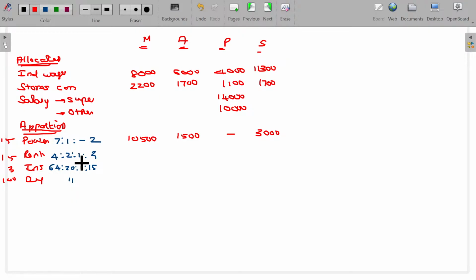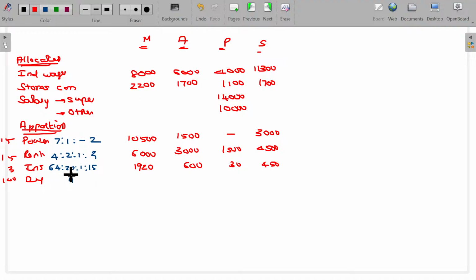In case of rent, 4:2:1:3, also 10 shares. Per share is 1,500: for 4, 6,000 rupees, for 2, 3,000 rupees, for 1, 1,500, for 3, it is 4,500. And insurance: 64 plus 20 plus 1 plus 15 is 100. If I divide the 3,000 by 100, it is 30 rupees per share. So 64 into 30, come on, tell me. 1,920, am I right? 1,920, 600, 30 and 450.